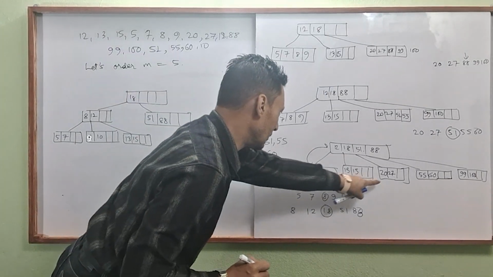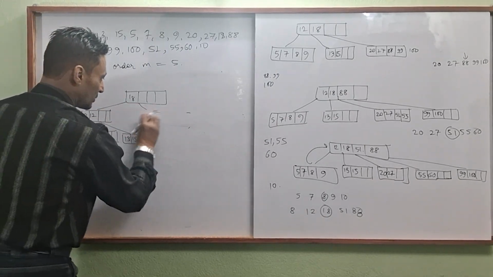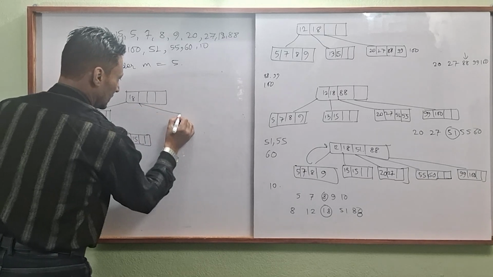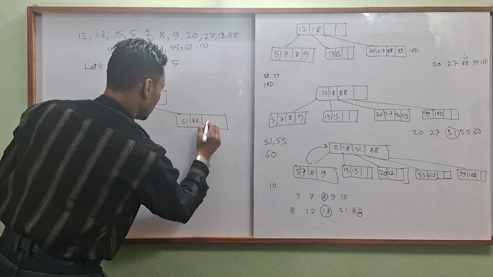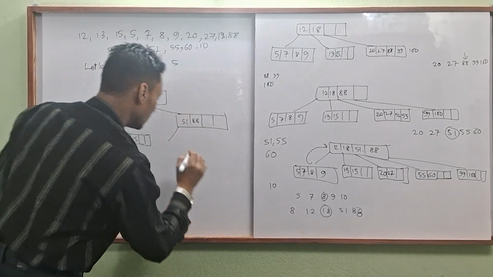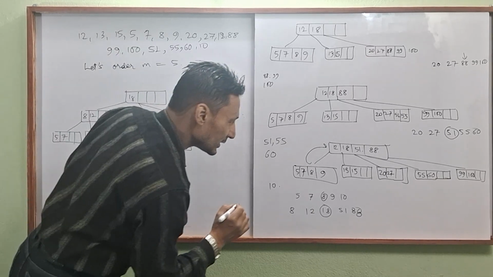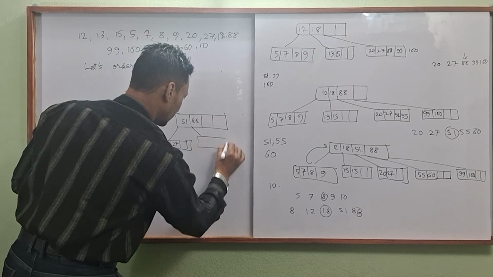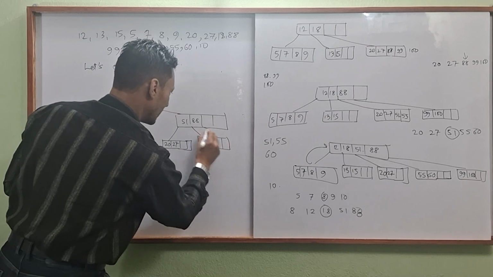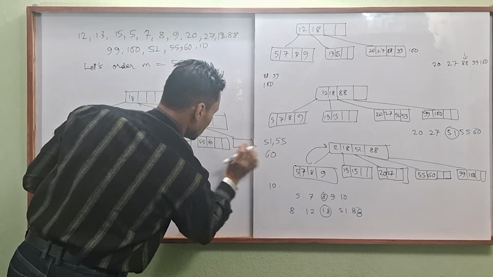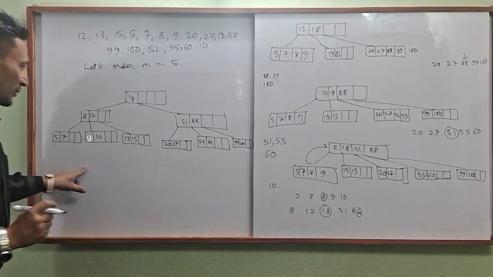Now what we have is 20 and 27. This is greater than 18, so it should be on the right. Okay, let's change this one. Let's make a little space here. So what was that? Oh, that was 51 and 88. Okay, so the values less than 51 are 20 and 27. Then values between 51 and 88 are 55 and 60. Then the values greater than 88 are 99 and 100. So in this way, we can create a B tree.